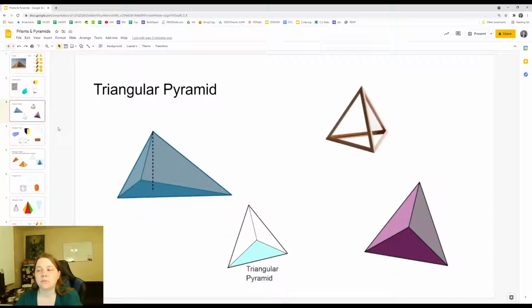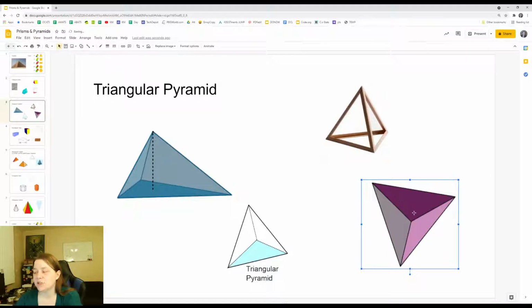A triangular pyramid, on the other hand, has a triangle bottom or top, depending on whether or not you want to flip the shape upside down, but it has a triangle base, and then from that base, the lines move all the way up to the center to connect in a sharp tip, like an Egyptian pyramid.